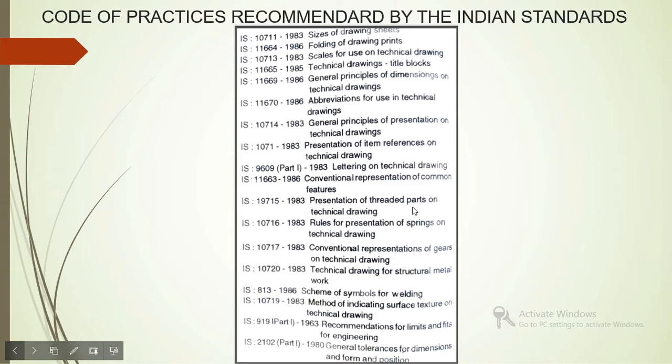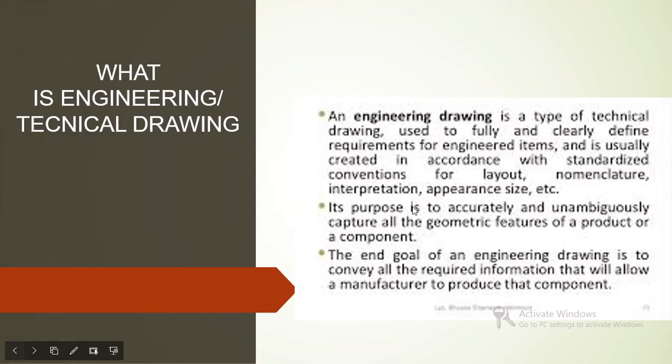Next, the second topic is called graphic instruments. Before that, engineering drawing is a type of technical drawing. I'll give you a small brief about the engineering drawing. Engineering drawing is a type of technical drawing used to fully and clearly define the requirements for engineered items, and it is usually created in accordance with standardized conventions of layout, nomenclature, interpretation, appearance, size, etc.